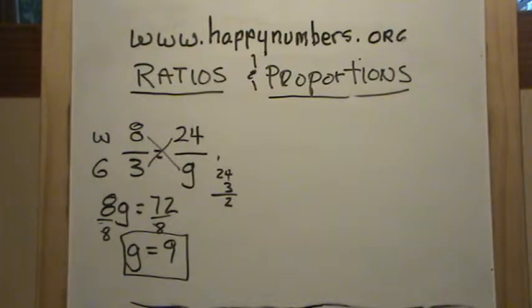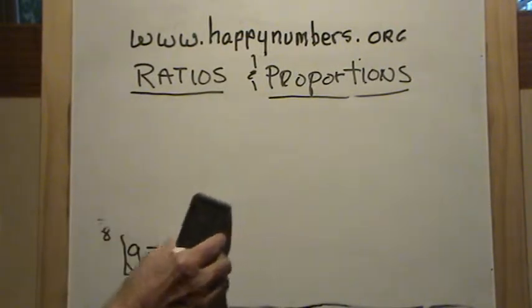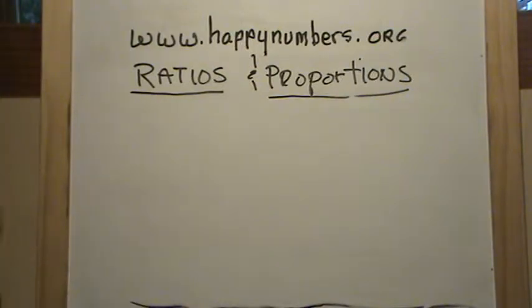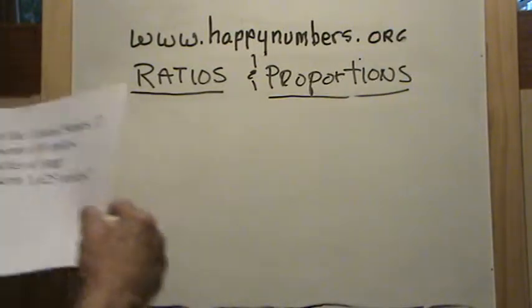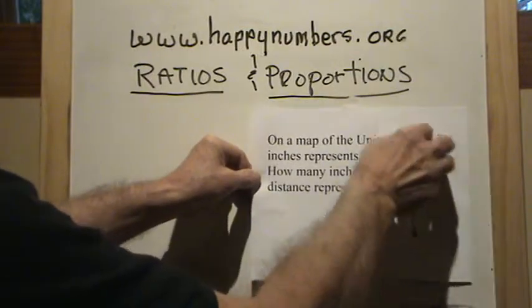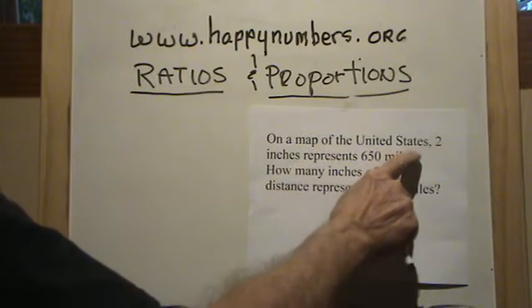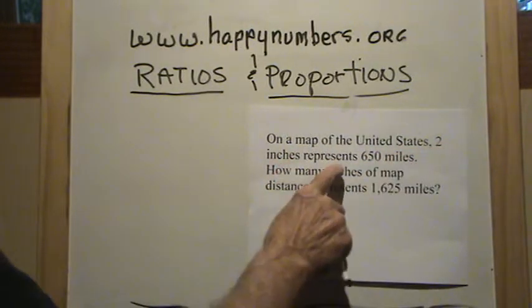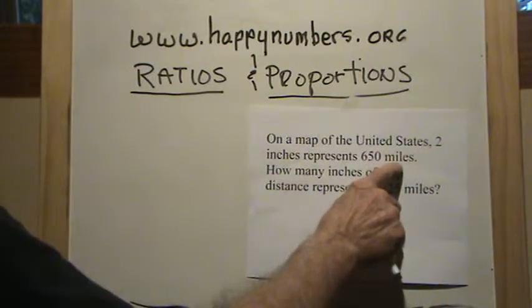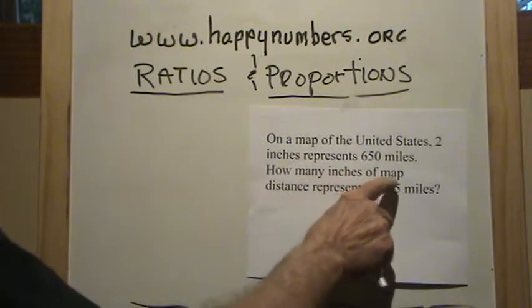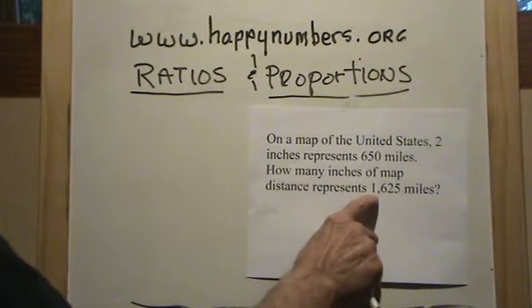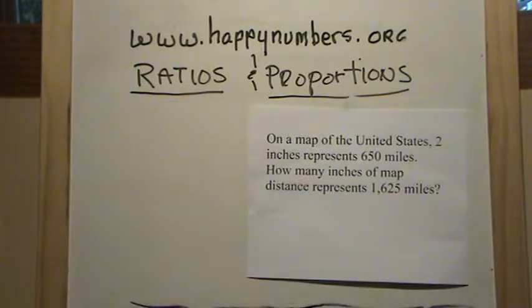Let me erase this. On a map of the United States, 2 inches represents 650 miles. How many inches of map distance represents 1,625 miles? Okay, so put your video or DVD on pause, set up your proportion and solve it. Turn it back on, we'll take a look.